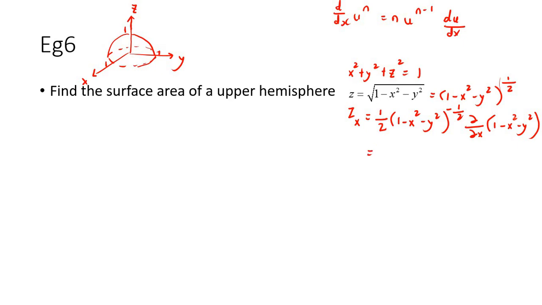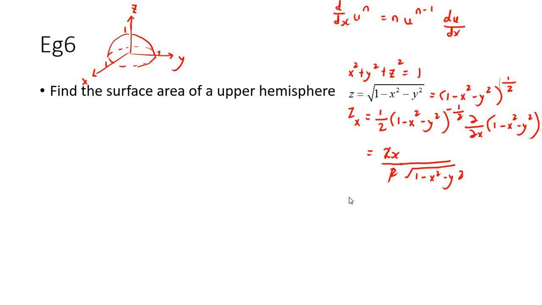So delta x of 1 minus x squared minus y squared, you have 2x. So this is 2. Okay. And then the power of negative half is actually the square root in the denominator. So you have 1 minus x squared minus y squared. So you simplify. So zx is actually x over the square root of 1 minus x squared minus y squared.